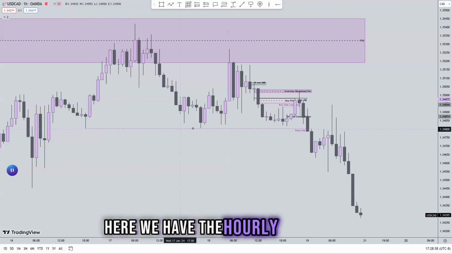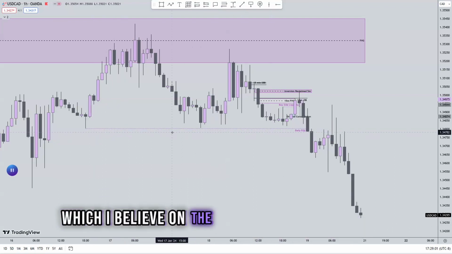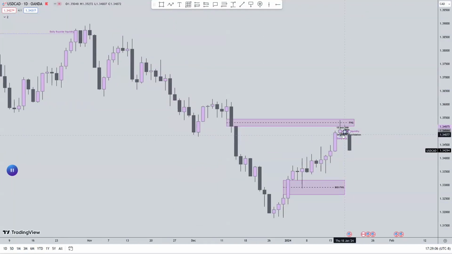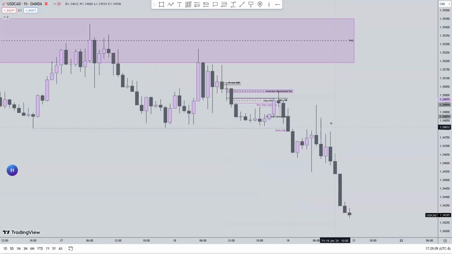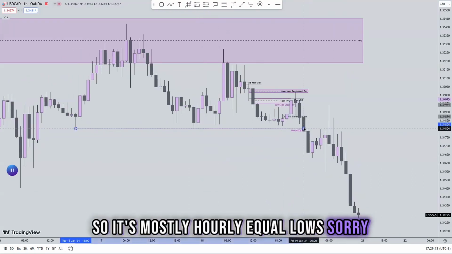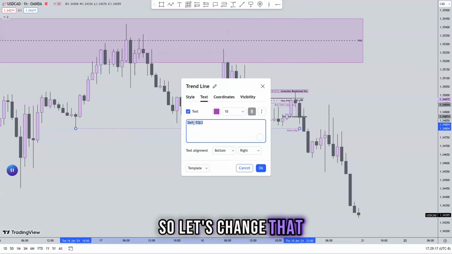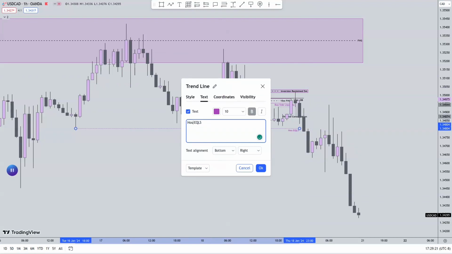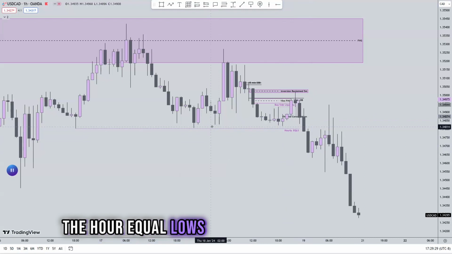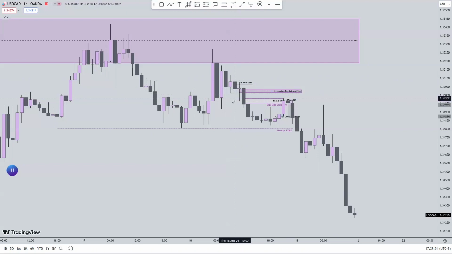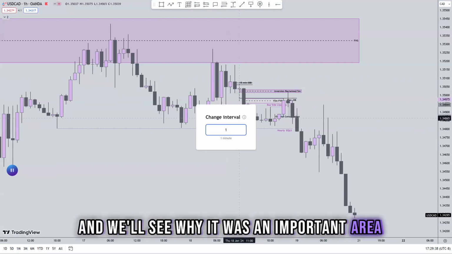Here we have the hourly equal lows, which I believe on the daily they are also equal lows. So it's mostly hourly equal lows. Sorry, I put daily, but they're hourly equal lows. So let's change that. So you see here the hour equal lows created a bunch right here, traded higher into this area right here. Now we'll go into a lower time frame and we'll see why it was an important area.